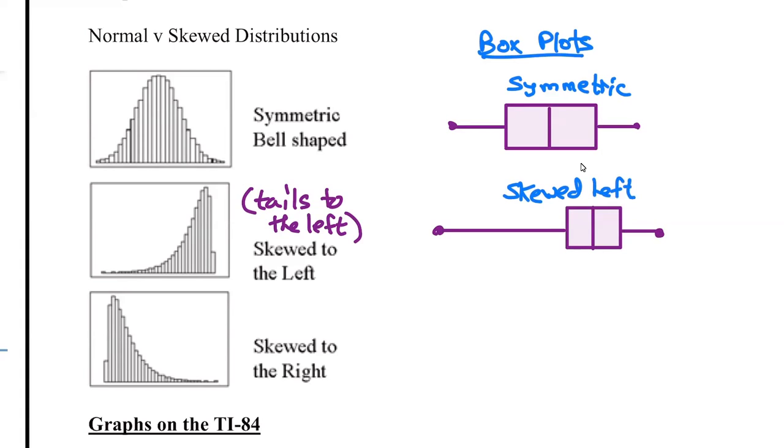And then the skewed right is just a reverse of that. The tail is on the right-hand side rather than the left-hand side. So, small tail on the left, long tail on the right.